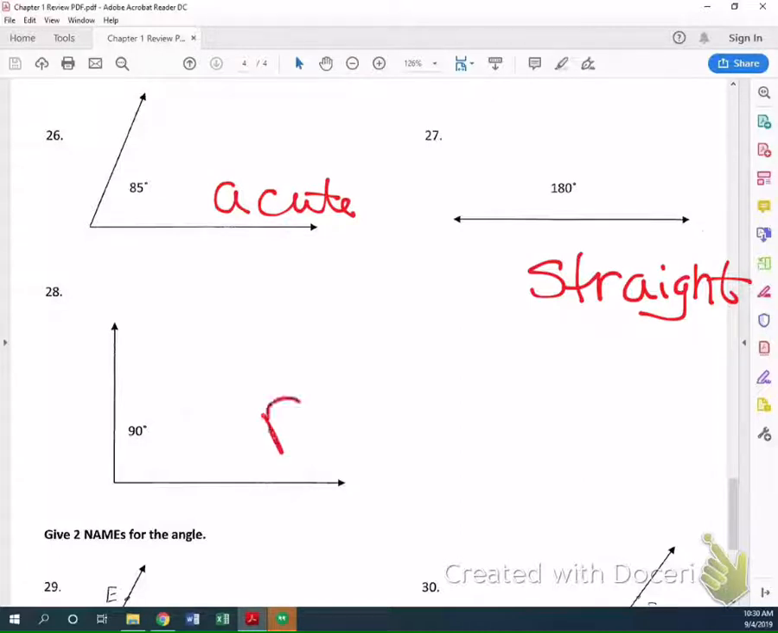28. That one's a right. Good. Questions? I think that's the easiest section on this test. I'm hoping you guys all can do well on that one. We good? The test is tomorrow, yes.